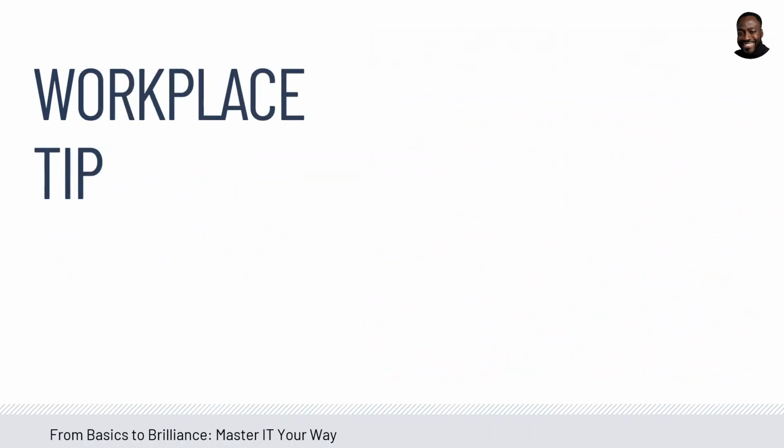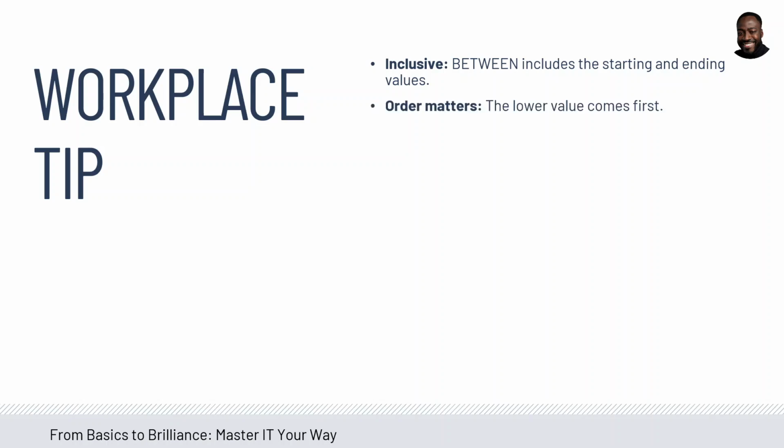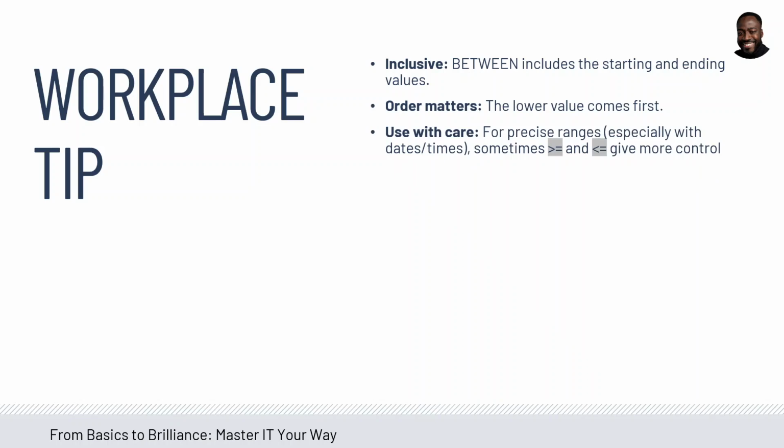So, workplace tip: BETWEEN includes the starting and ending value, so it's inclusive. The order matters, the lower value comes first, and you need to use it with care. For precise ranges, especially with dates or time, sometimes using greater than or equal and less than or equal gives more control, so we don't use BETWEEN. That's fine.